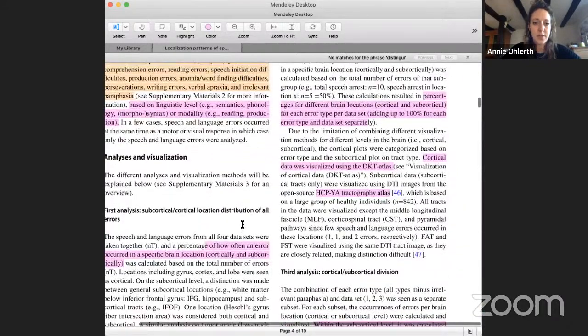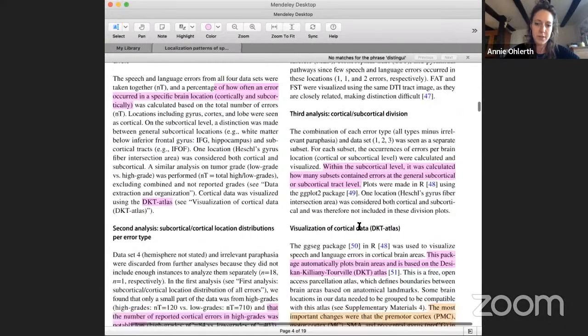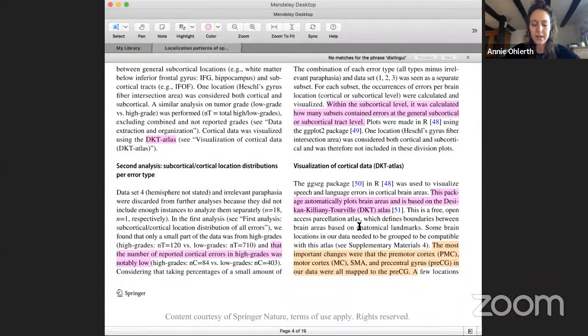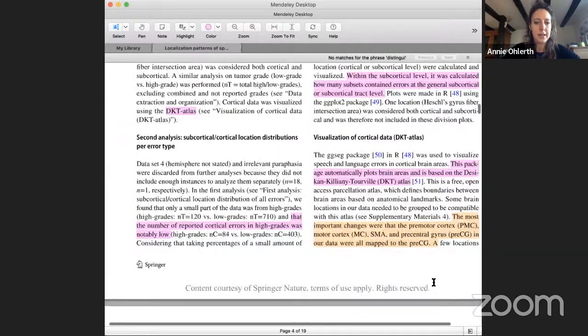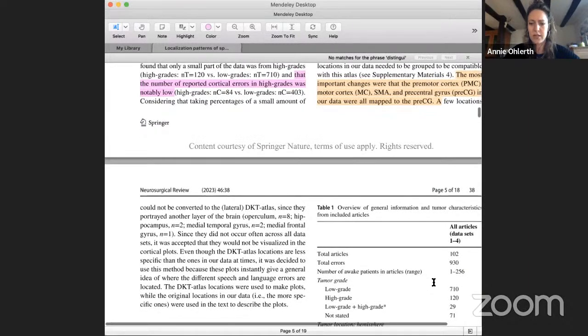One other important thing to point out is that they used the so-called DKT atlas. To me, unfamiliar, maybe to some of you more so. The full name is the Desikan-Killiany-Tourville atlas. I'm not sure I'm butchering this entirely, but this seems to be an R package that they used in order to parcellate the errors coming from the different papers. One of the shortcomings is how it's grouping together quite a lot of areas into the precentral gyrus. I think on the following page, there's how that looks.